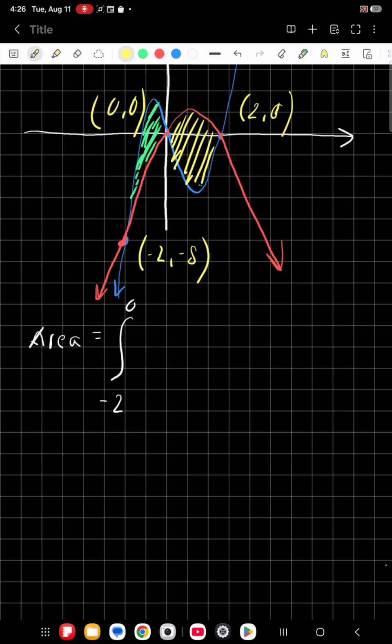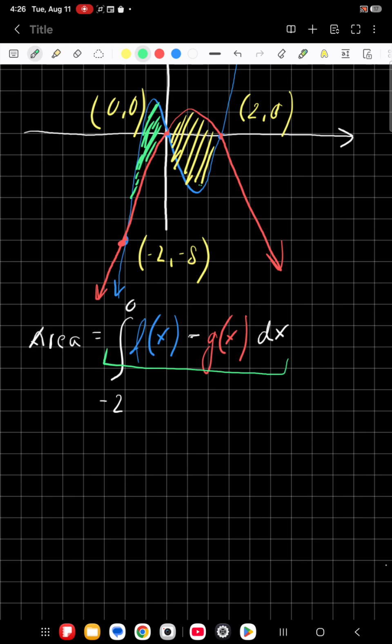So I'm doing the green one first, and it's going to be the integral of f of x minus, and the parabola was g of x, dx. Okay, so that's the green area.